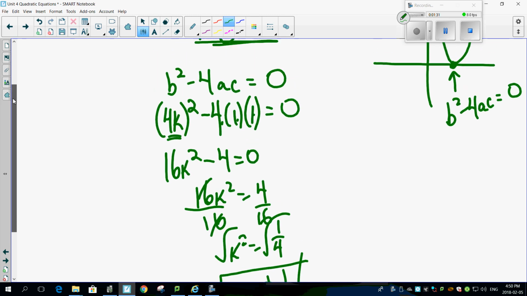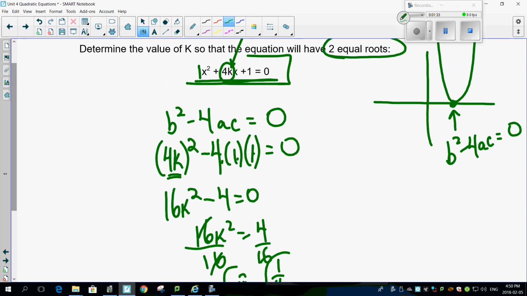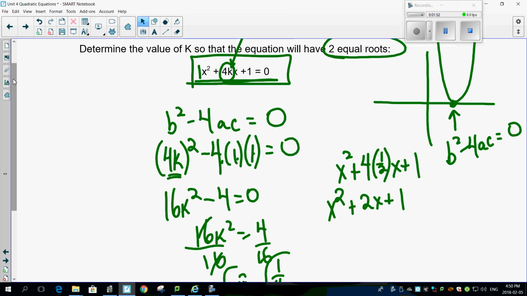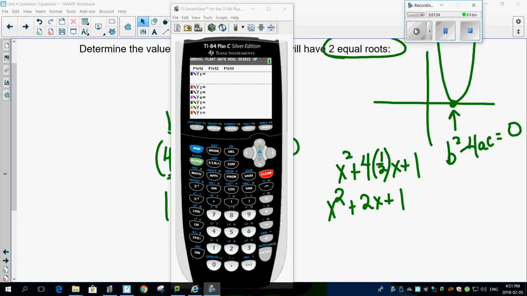So let's go back to here now and let's prove that. So this is x squared plus 4 times either a half or a negative half. Okay, let's start with a half. 4 times a half, x plus 1. And look at this. This gives you x squared plus 2x plus 1. And if you put that into your calculator, x squared plus 2x plus 1, this should touch the graph in only one spot. Here we go. Boom. Should touch our axis in one spot, and it does.